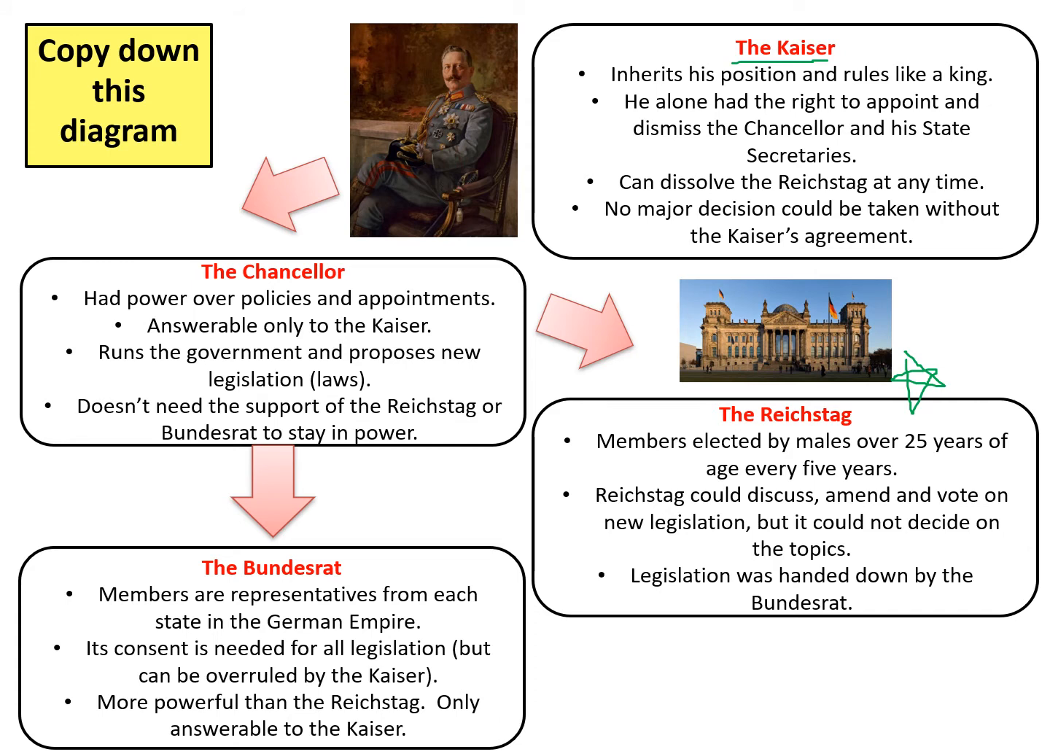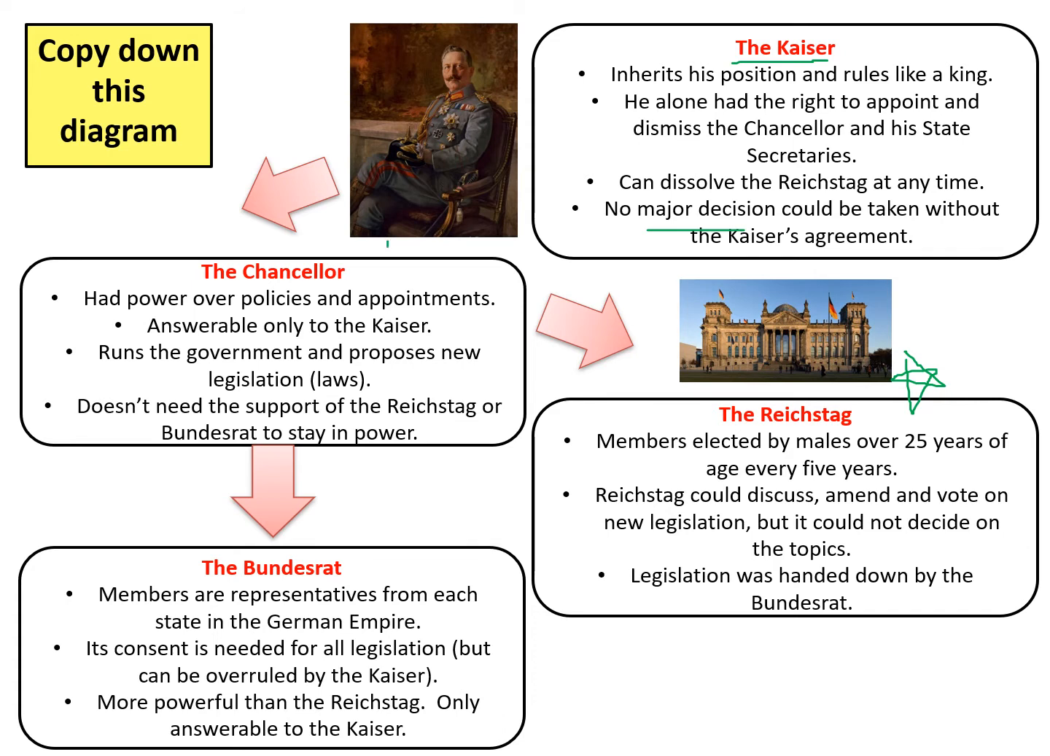For instance, he can make all of the major decisions. He can decide things like whether Germany goes to war. He decides their foreign policy. He can decide when the government, the Reichstag, is allowed to be in session and when it's not. He can also pick the Chancellor.